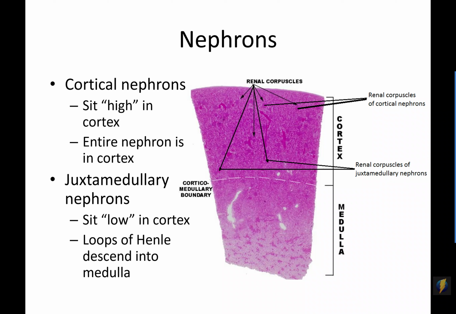But if you're looking at a slide of kidney tissue and you see both renal tubules and renal corpuscles and collecting ducts, then you're probably looking at one of these juxtamedullary nephrons that are sitting lower in the cortex, juxta next to the medulla, and so you're getting some of that medulla in your slide as well.